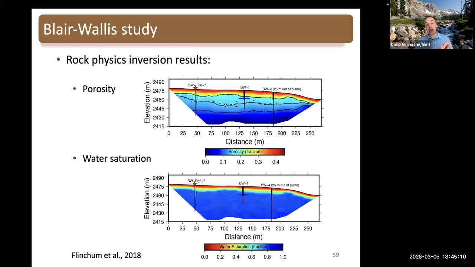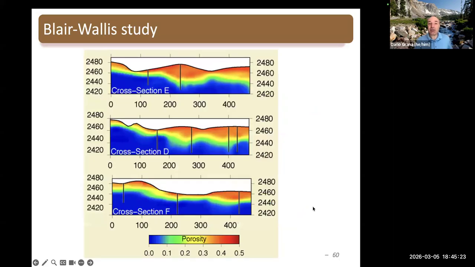Anyway, this was what Brady did in his PhD. He took all these seismic and electrical sections. He computed P wave velocity and resistivity, and then he converted them into porosity and water saturation. Now, the interesting thing is that he did it for different sections with different orientations, some that were perpendicular to the stream, to the creek, and then some that were parallel to the creek.